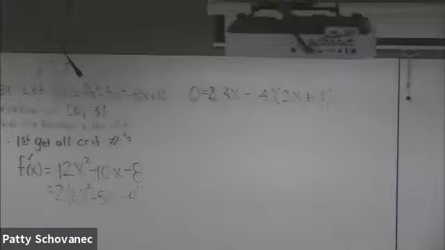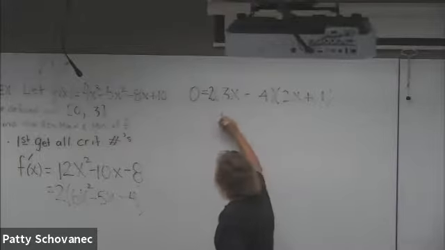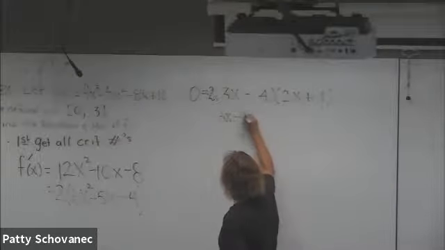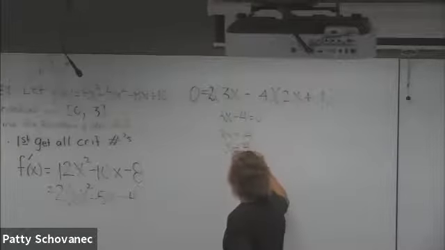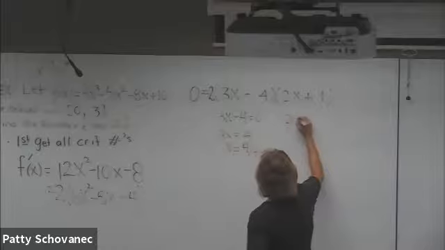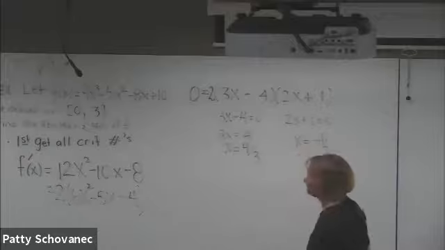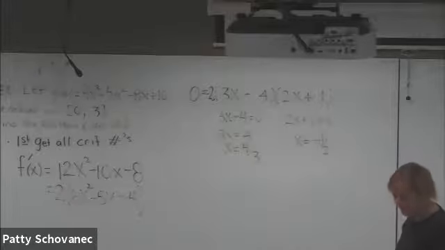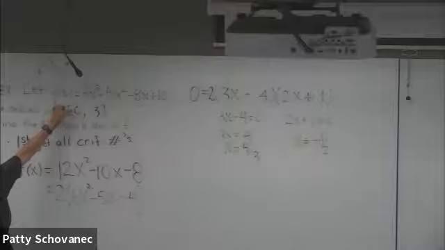Then you're going to set each factor equal to zero. The 2 doesn't matter, divide it out. 3x minus 4 is equal to 0 when 3x is 4, or x is 4 thirds. 2x plus 1 is 0 when 2x is 1, or x is negative 1 half. Let's take a look at where we live. We are living in the interval from 0 to 3. So let's toss the negative 1 half away.